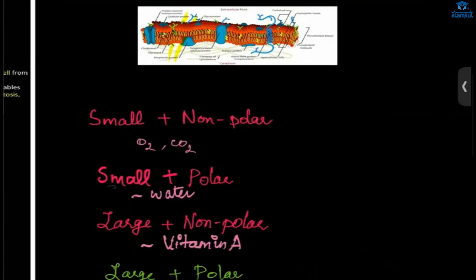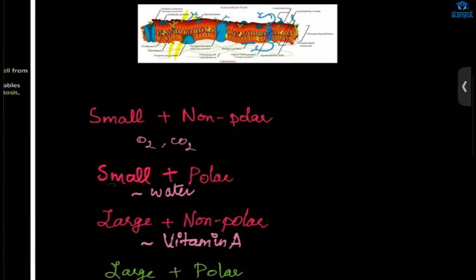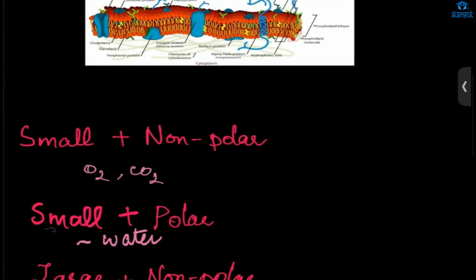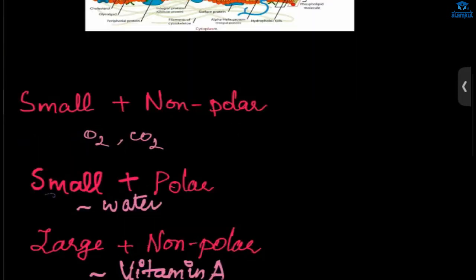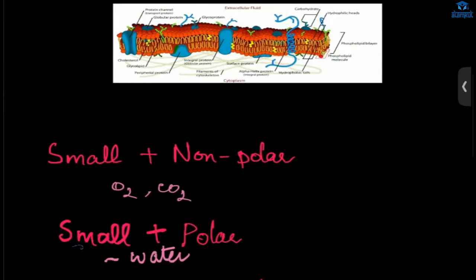Wait one minute, I'll tell you. There are two types of molecules, polar and non-polar. In non-polar, there won't be any charged particles, and in polar, there will be charged particles. So small non-polar particles will be able to move very fast through the lipid bilayer of the plasma membrane. It is easier to transport. Small polar molecules like water will also move, but slowly.